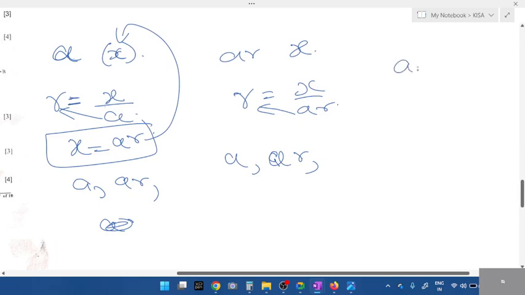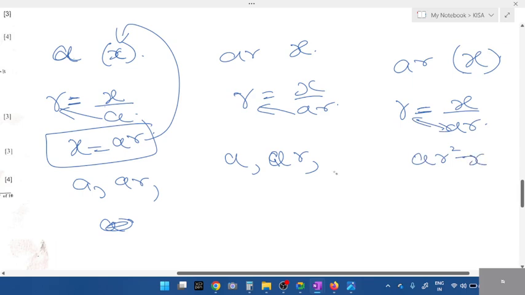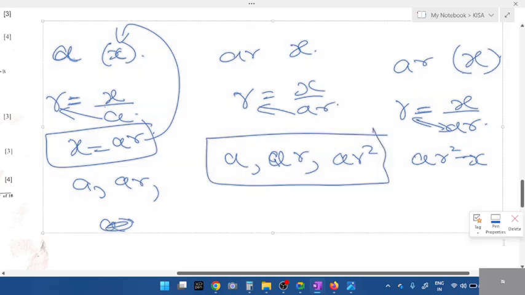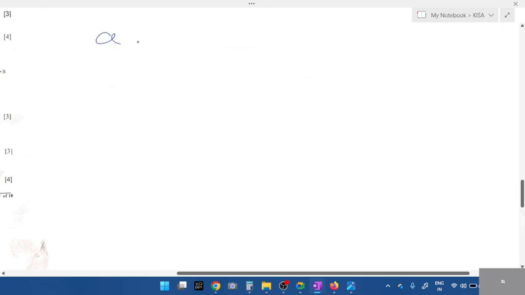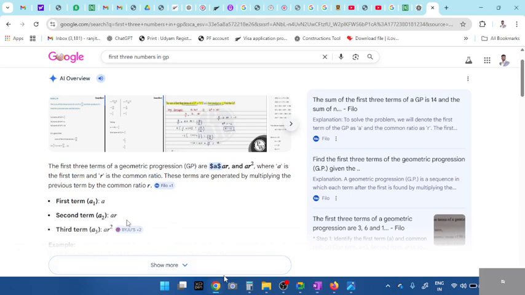I've taken AR, students. I don't know the third value. I take the third value as X. Again, to find ratio, second number divided by first number, X divided by AR. Cross multiply. X is equal to AR square. So the third number will be AR square. So this is the combination. All of you will make a note of this. If they tell GP, the first three numbers are not given, so what are you supposed to take? A comma AR comma AR square.